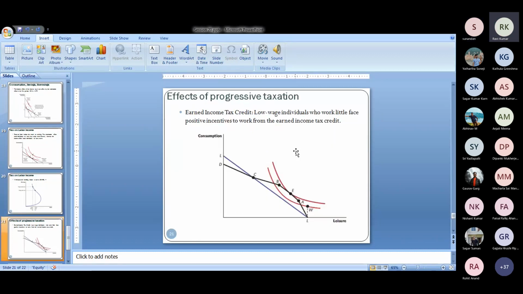Now, when we talk about the other type of income tax, the progressive, the more I work, the higher my tax rates will be. But whenever we talk about progressive taxation, another thing comes along. That part is what we call income tax credit, which means if you save a little bit, you get some relief. Now, we start from L.